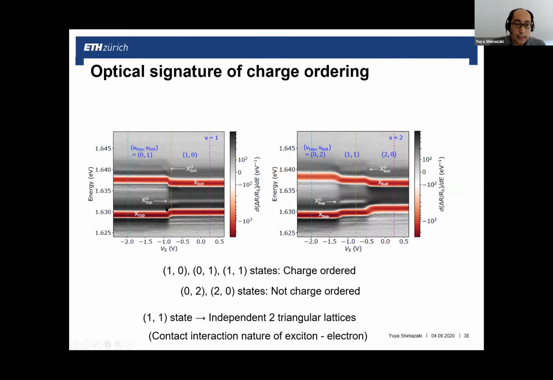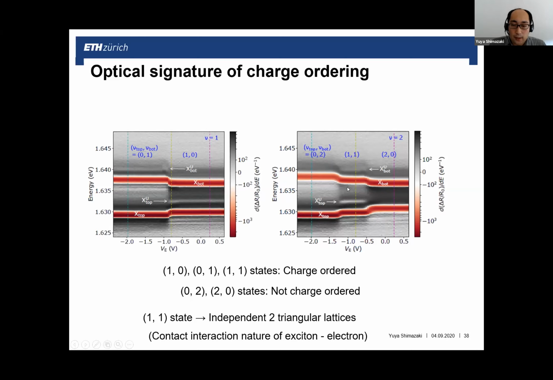And also from the bias dependence, we can nicely see that this Umklapp exciton state exists as long as the state remains in the Mott state. In this case, the bottom layer is in the Mott state, and in this case, the top layer is in the Mott state. Here we see the Umklapp from the bottom layer, and here we see the Umklapp state from the top layer.